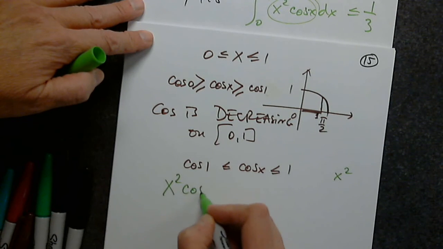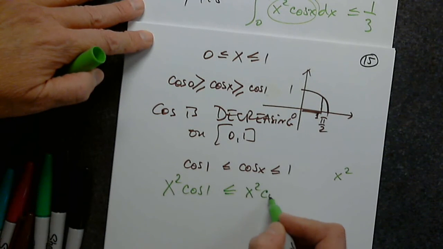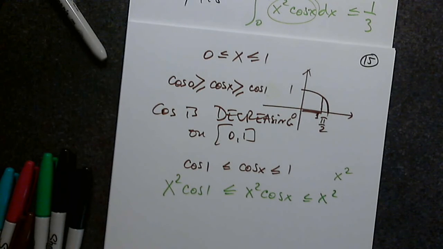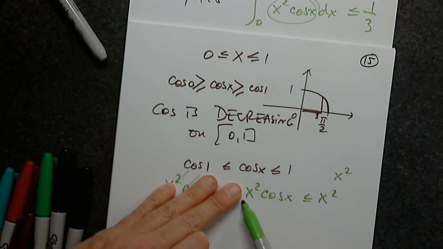So x squared cosine 1 is less than or equal to x squared cosine x, which is less than or equal to x squared. I multiplied all three sides by x squared because it's not 0 and because it's positive, so I don't have to switch the inequality symbols. It turns out that I really don't care for this piece. And I know that this function is less than or equal to this function.